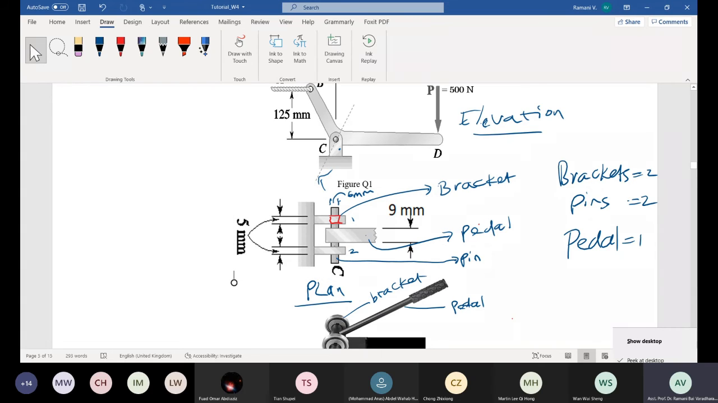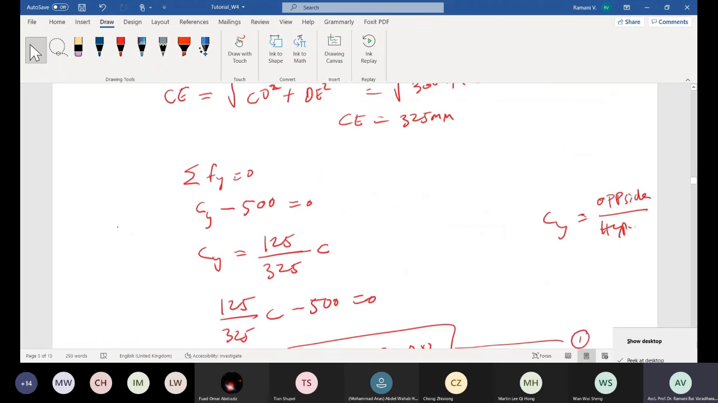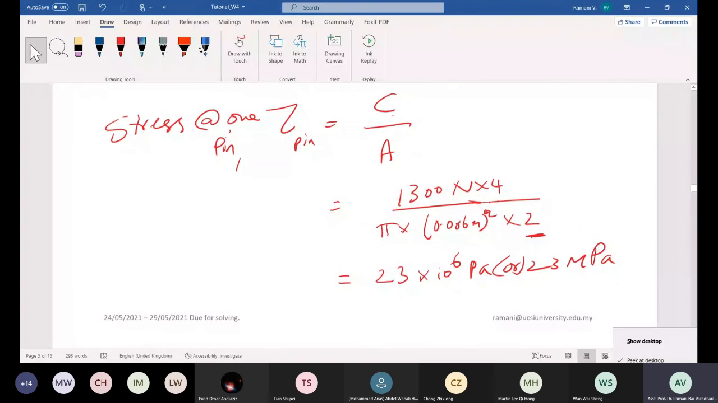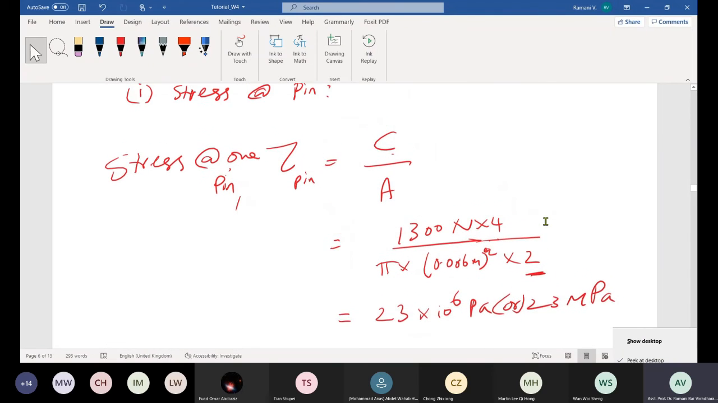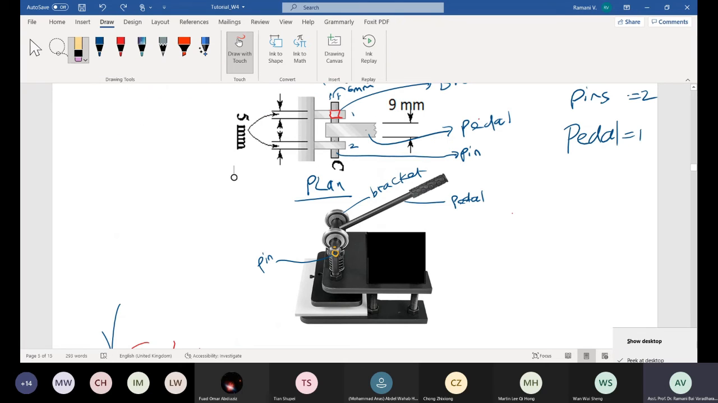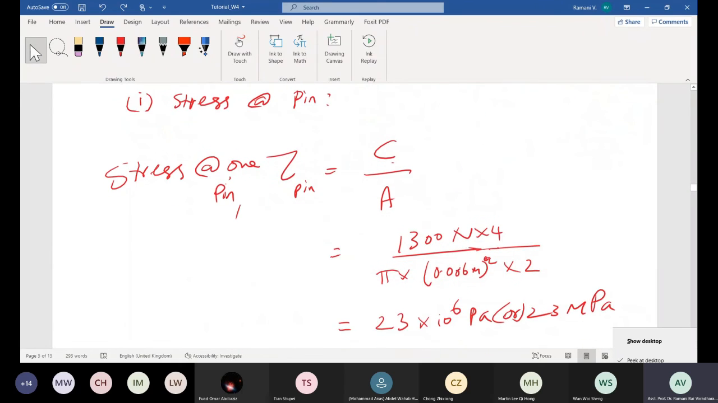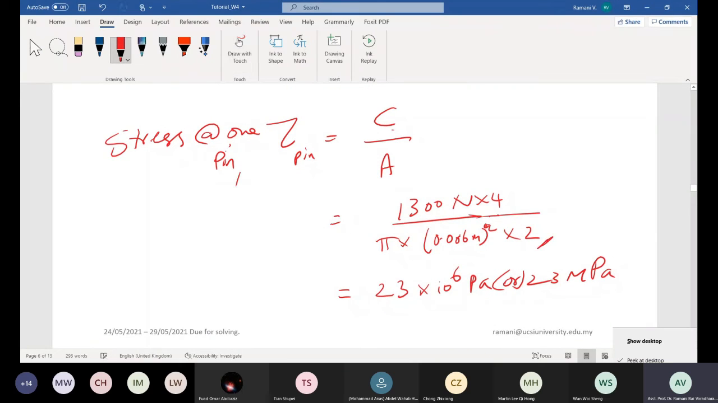To find the stress, you are asked to find each support, each pin, right? That is why you divide the stress by 2, or you can either divide the load or divide the stress by 2. I do it here, where is the pin? Yeah, pin here. I do it here because this is pi d square by 4, divide by 2. The load needs to be shared by 2 pins and 2 brackets. Who asked the question? Did I answer your question?